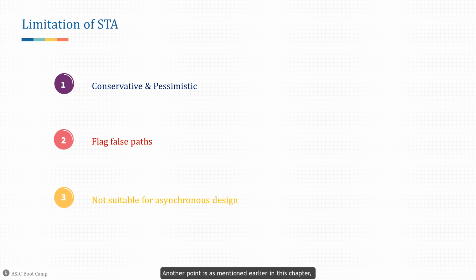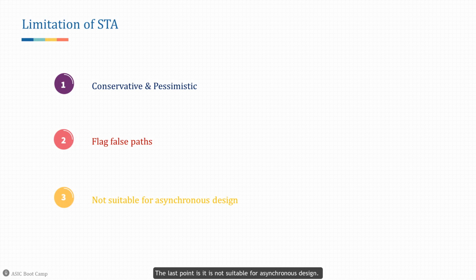Another point is, as mentioned earlier in this chapter, STA may flag paths that are not functionally meaningful to an application. We call such timing paths false paths. Usually the architecture guys or the RTL team will be the ones to tell if a path is truly meaningful in a design. So this is one of the items that should be communicated between the RTL team and the backend team. On the backend design side, we use SDC constraints to tell the STA tool whether the paths are real or not. We will talk more about SDC in upcoming lectures.